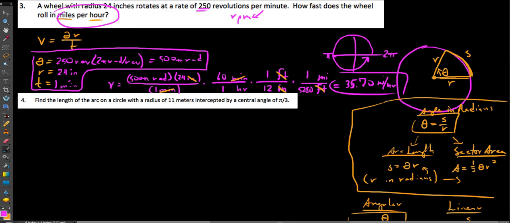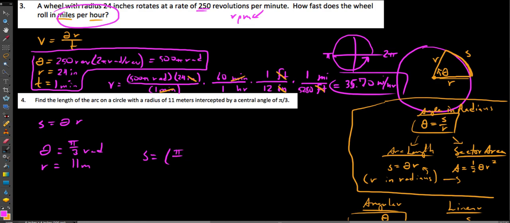Okay, if need be. Number 4 here, we just want to find the length of an arc on a circle with a radius of 11 meters and intercepted by a central angle of pi thirds. Well, hey, arc length is theta times r. So that just means we need our theta, we need our r. Our radius here is clearly 11 meters, and the central angle is pi thirds, and that looks like it's already in rad. So I'm going to go ahead and set up this expression and multiply.